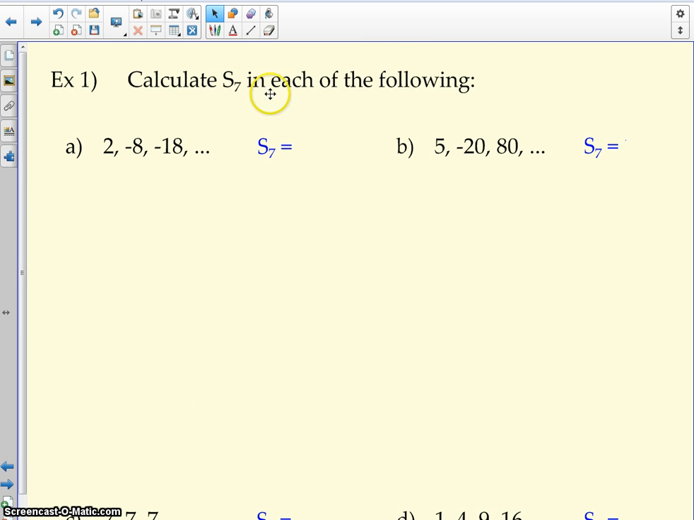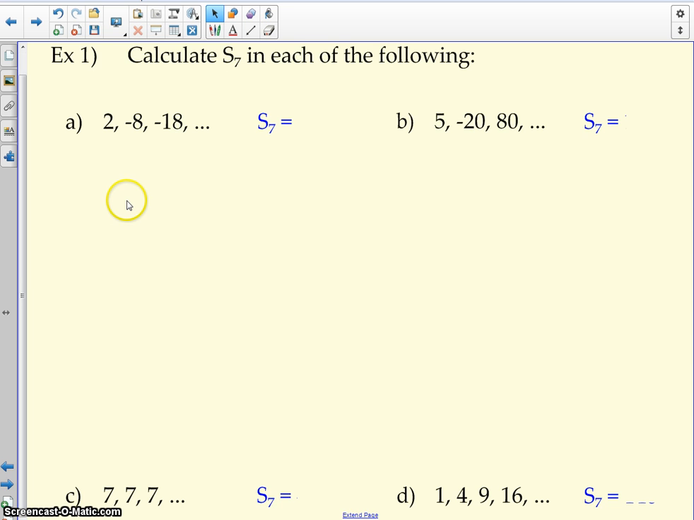So for each of these cases, I want you to find S7. So again, that means the sum of the first 7 terms. With some of these, if you recognize they're geometric, you can follow the pattern, find the first 7 terms, and add them together. But let's try and use the formula to shorten things up. So looking at this first one right here, we're going 2, -8, -18. Now, what kind of sequence do we have here? Is it arithmetic, geometric, or neither?